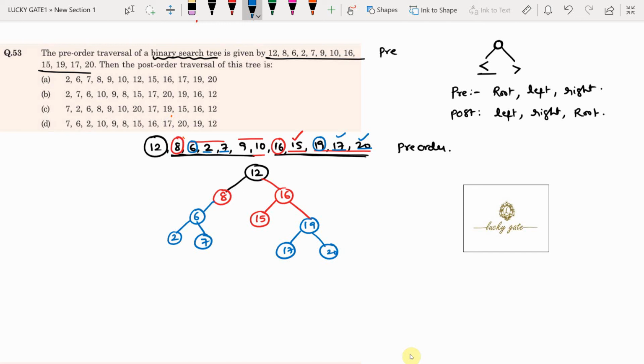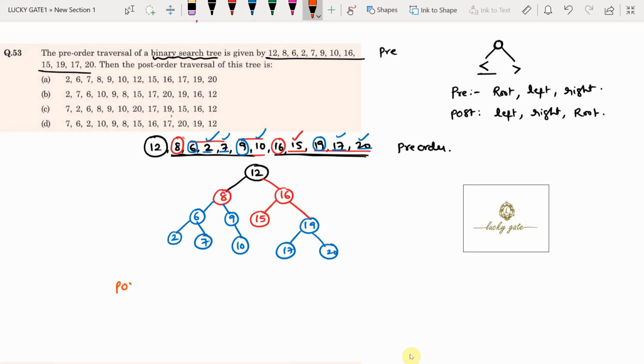The right subtree of 8 contains 9 and 10. 9 is the root node of the right subtree of 8, and because 10 is a greater value, 10 comes to the right subtree of 9. So all the values we have constructed. Now this is the binary search tree constructed for the pre-order traversal. Now we have to perform post-order traversal to find the answer to the question.